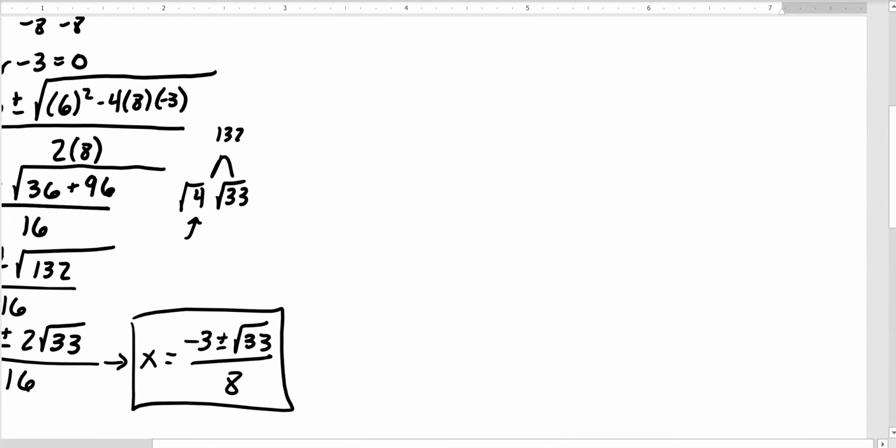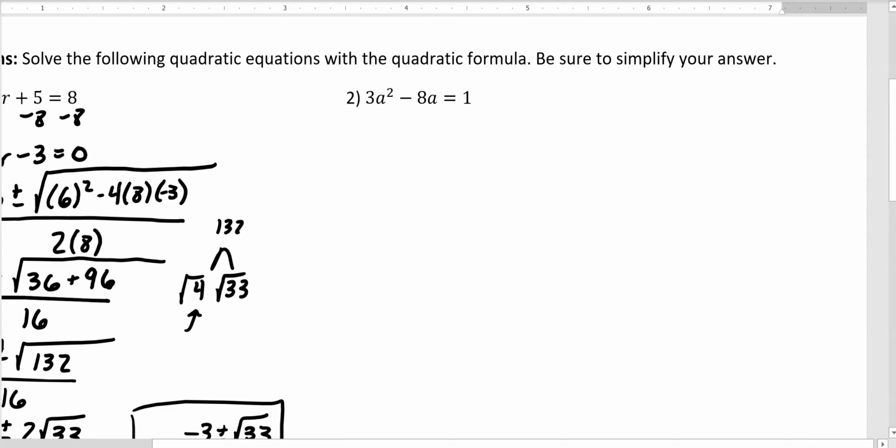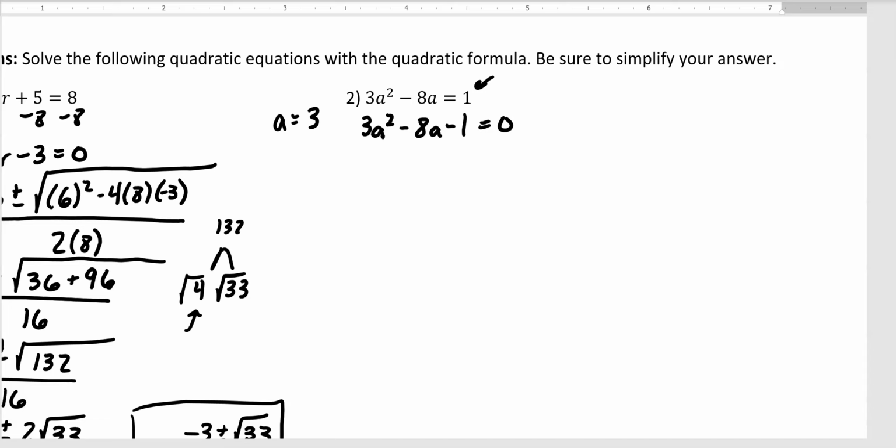Very nice. Let's look at letter B. 3a squared minus 8a equals 0. No. 3a squared minus 8a minus 1 equals 0, right? We can't have that 1 there. Got to subtract it over. So that tells me that A equals 3, B equals negative 8, C equals negative 1.